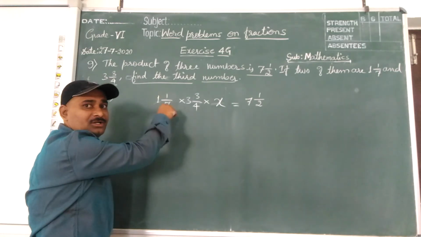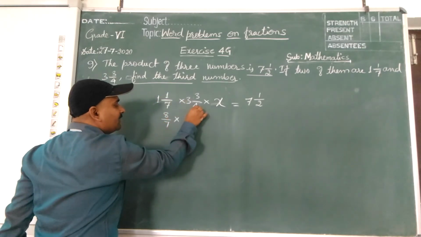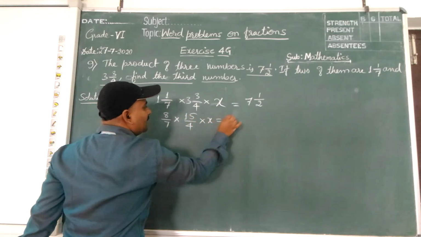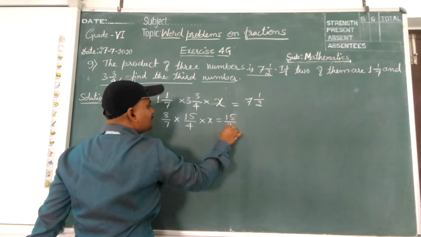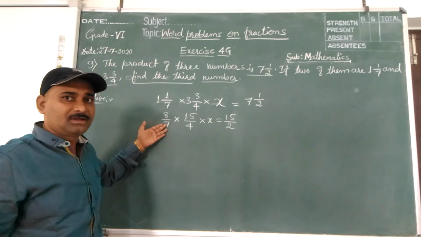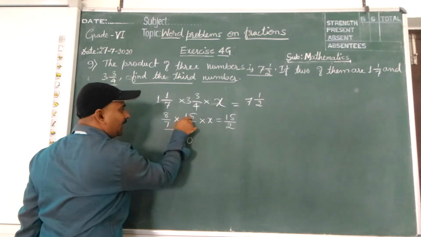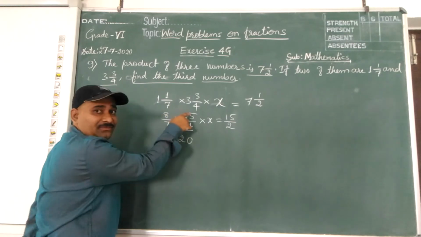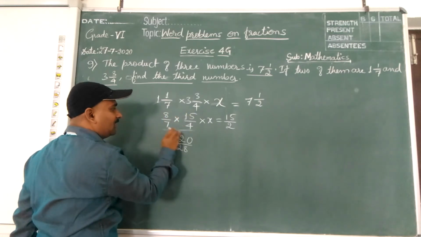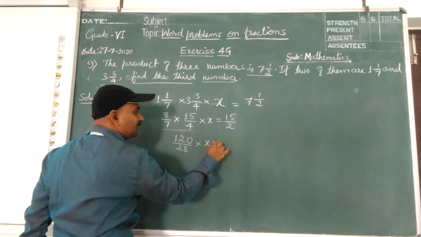Now let us convert these all into improper fractions. 7 ones are 7, 7 plus 1, 8 by 7. 3 fours are 12, 12 plus 3, 15 by 4. Into x equal to 7 twos are 14, 14 plus 1, 15 by 2. All these three mixed fractions are converted to improper fractions. Next is what, children? Multiply these two. 8 fives are 40, 8 threes are 24, 7 fours are 28. Multiplied numerator and multiplied denominator. Into x equal to 15 by 2.